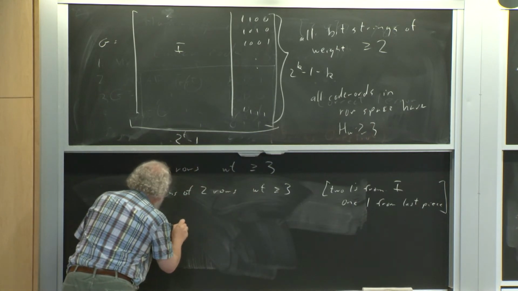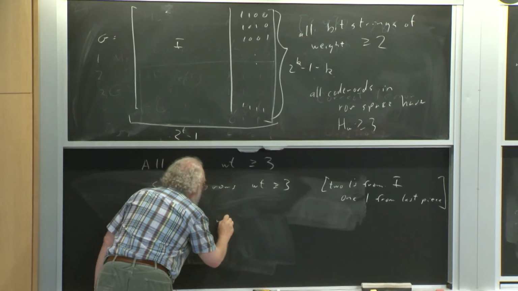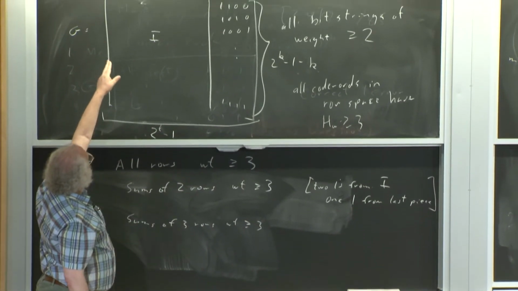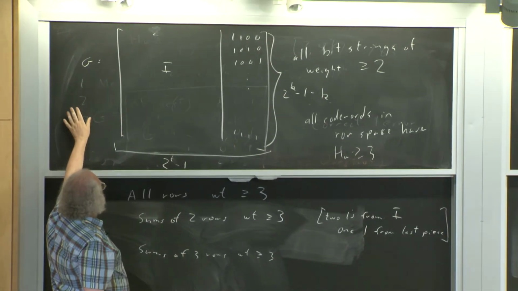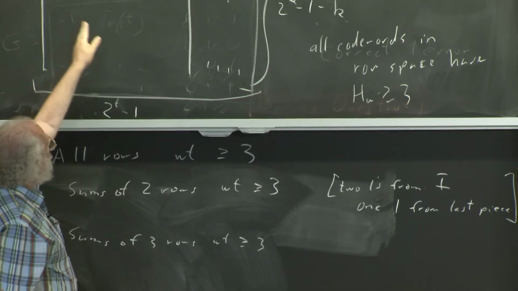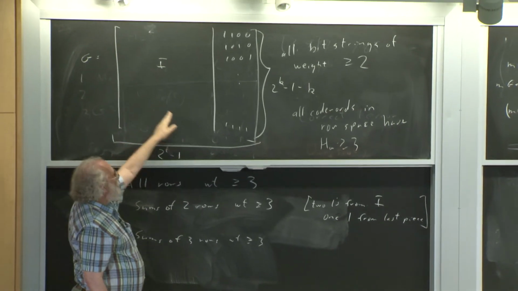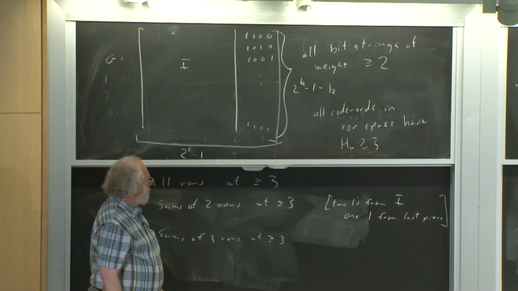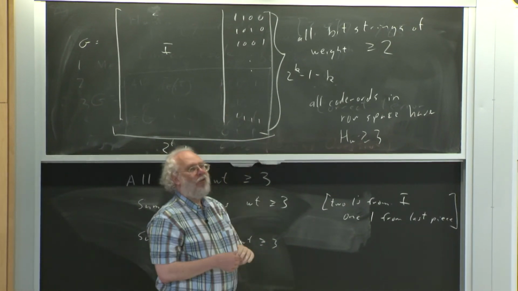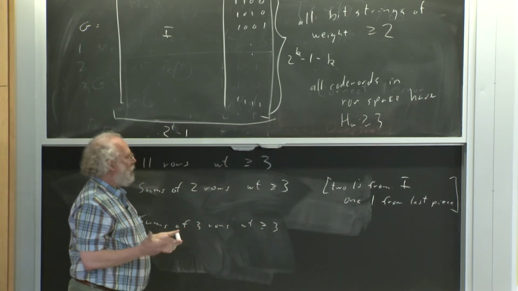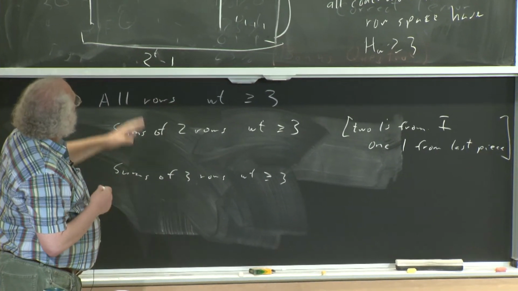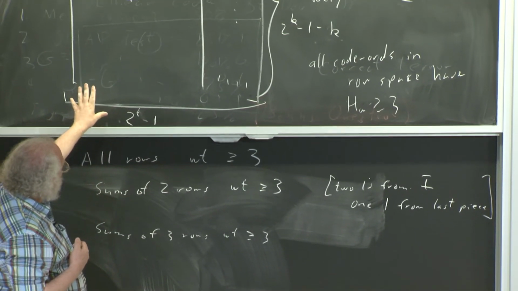And sums of 3 rows, the weight is greater than or equal to 3 because, well, if you have a code word of weight greater than or equal to 3 and you encode it, the first piece of it, when you multiply by the identity, you get a weight greater than or equal to 3. So all code words of this code have weight greater than or equal to 3, which means it can correct one error. And that is the classical Hamming code.